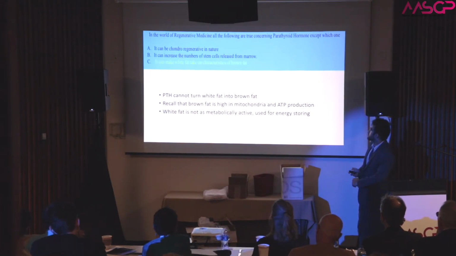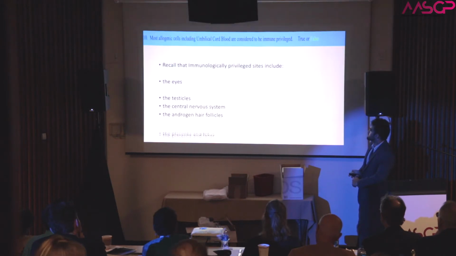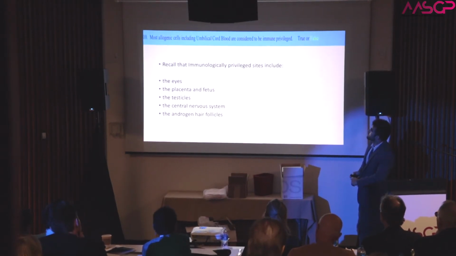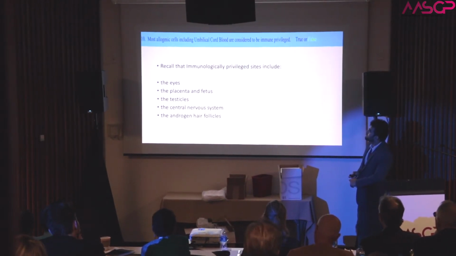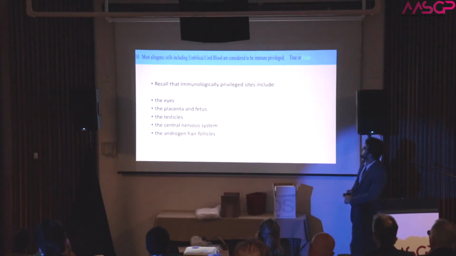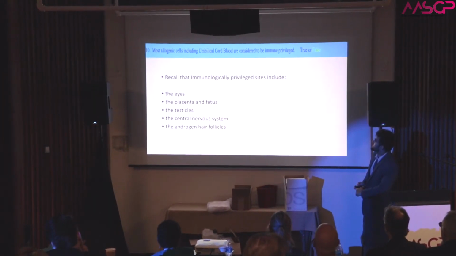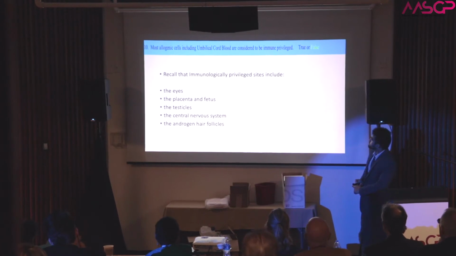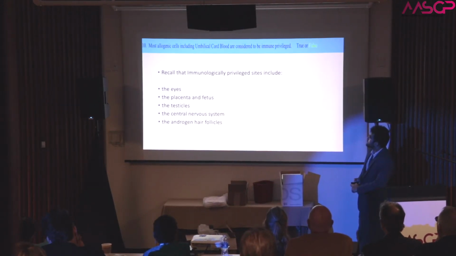Brown fat is the one that's higher in mitochondria and ATP. White fat is not as metabolically active. It's used just for energy storage. So most allogenic cells, including umbilical cord blood, are immune privileged. True? So false. Recall that immunologically privileged sites, it's important to know the ones that are privileged: the eyes, the placenta, fetus, testicles, CNS, and the androgen and hair follicles. That's why umbilical cord is not privileged.